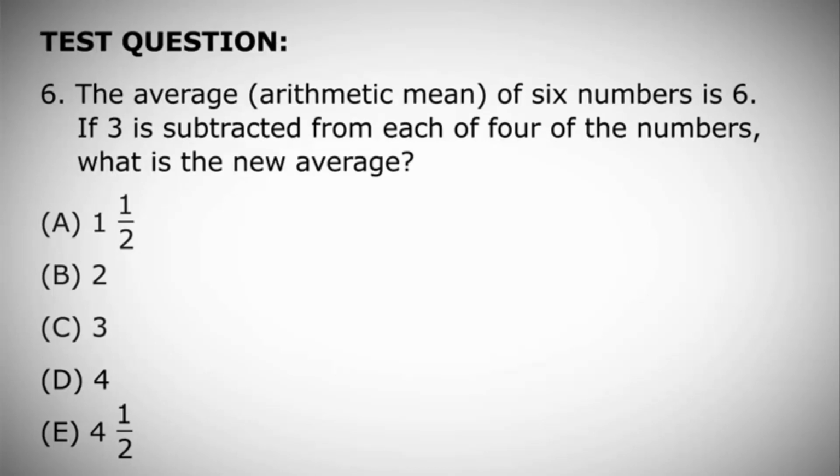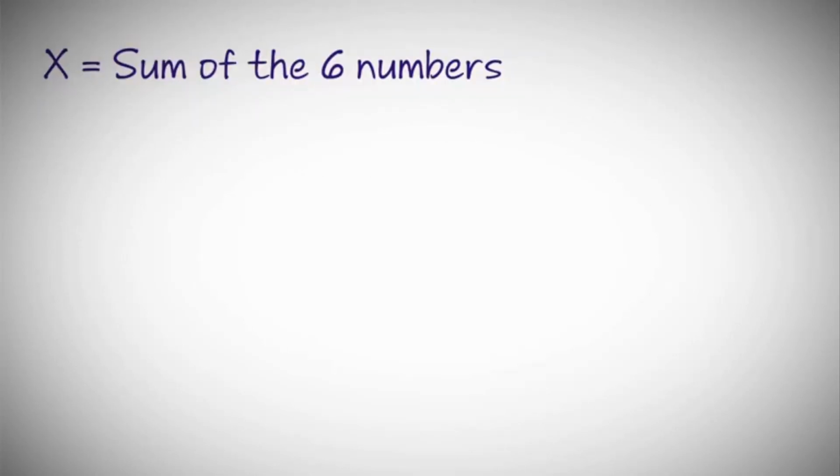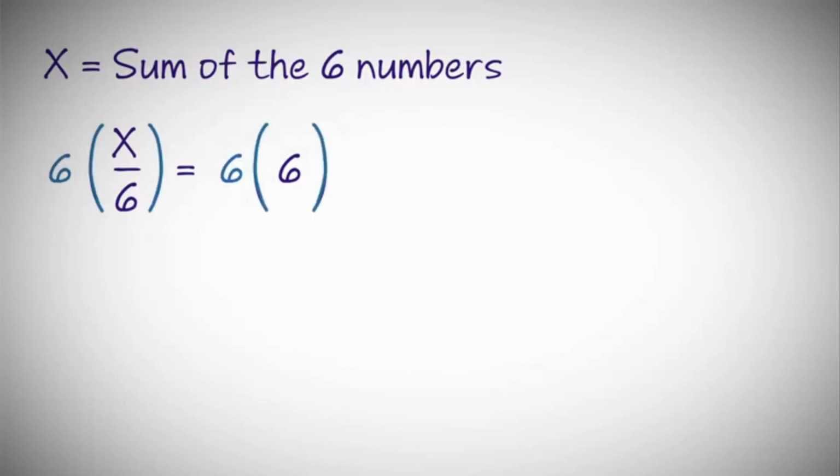So let's pick a variable to stand in for the sum of those 6 integers. Let's call it x. Now let's apply the average formula. X, which is the sum of all 6 values, divided by 6, which is the number of values, is equal to 6. Now that we have an equation, we can go ahead and solve for that sum by multiplying both sides by 6. X is going to equal 36.